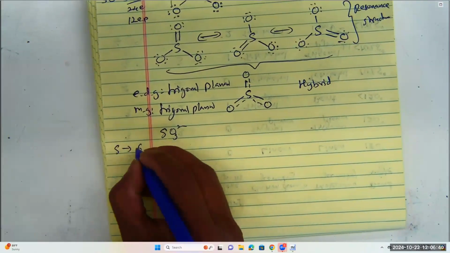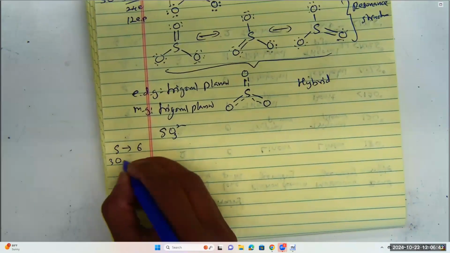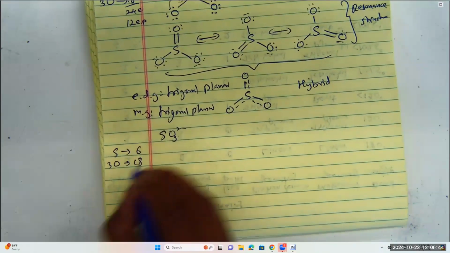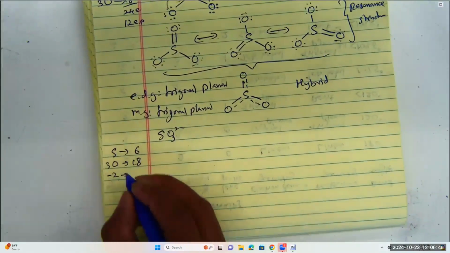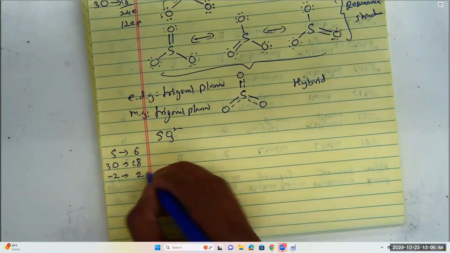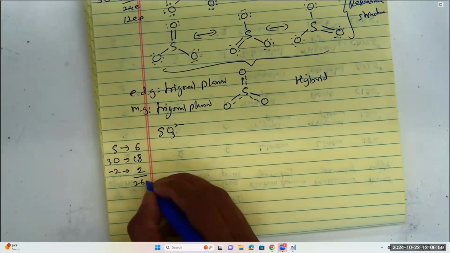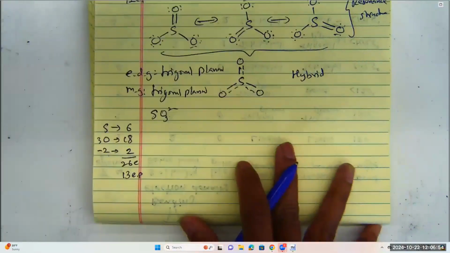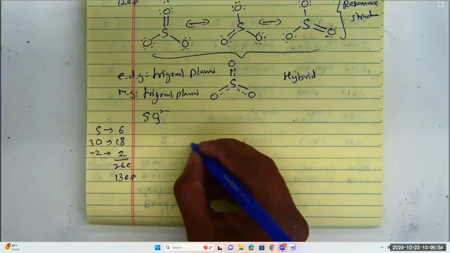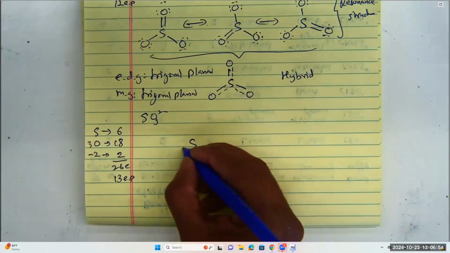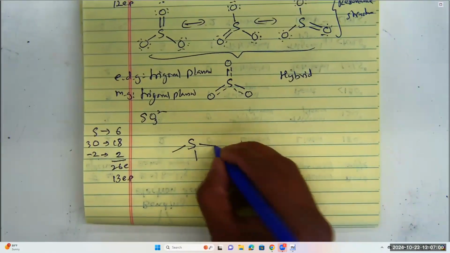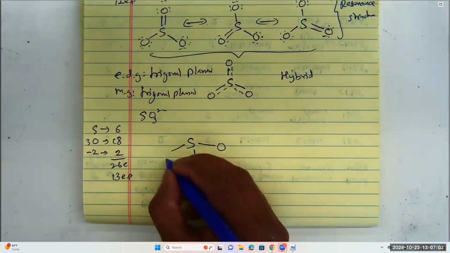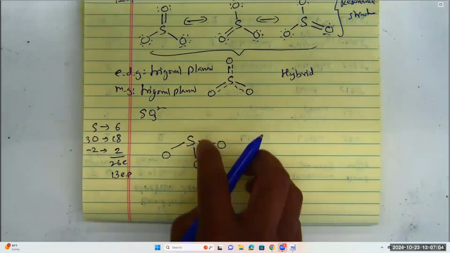All right. On the other hand, if we do SO3 2 minus, okay, do the same thing. Sulfur, we get 6 electrons. From 3 oxygens, we get 18 electrons. From the negative 2 charge, we're going to get 2 more electrons. So altogether, we have 26 electrons, meaning 13 electron pairs. Okay. Now again, sulfur should be in the middle. To that, we have 1, 2, 3 oxygens bonded. 1, 2, 3.